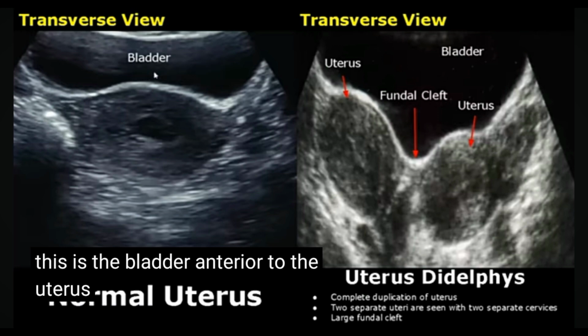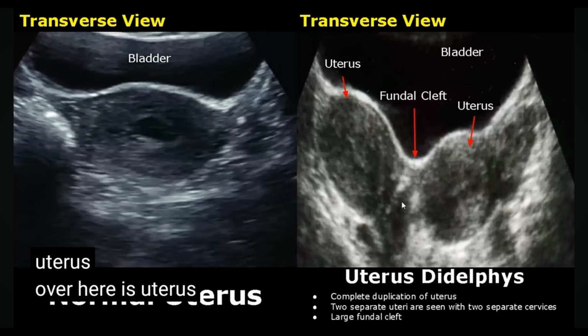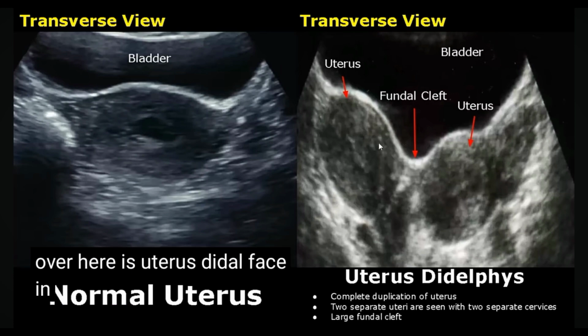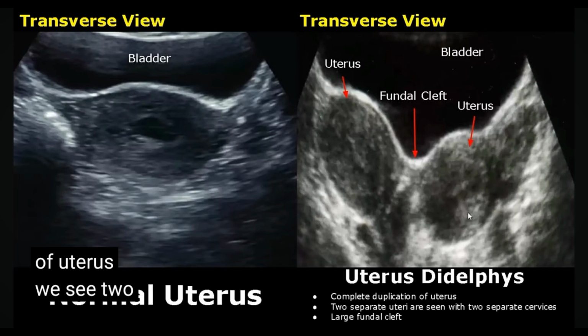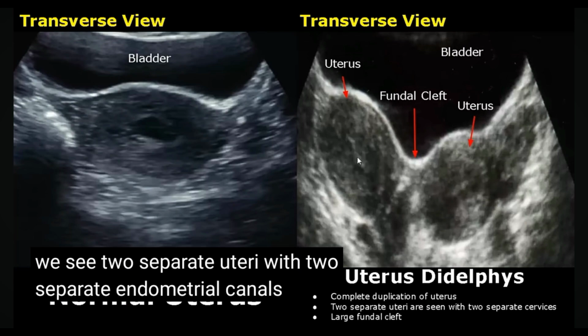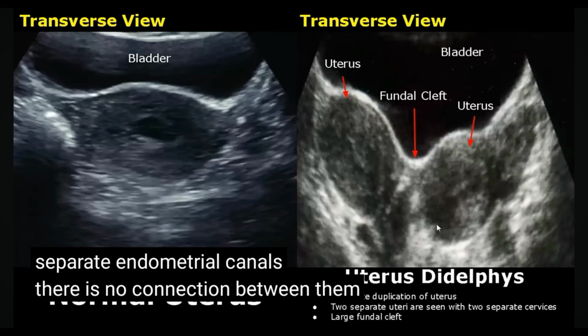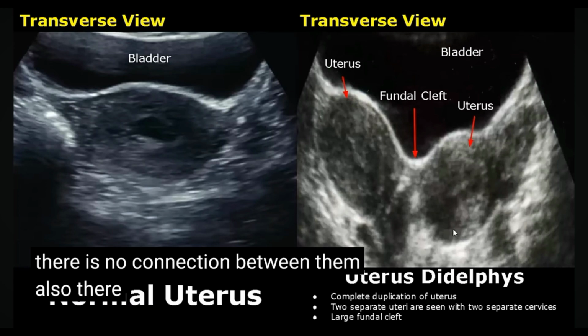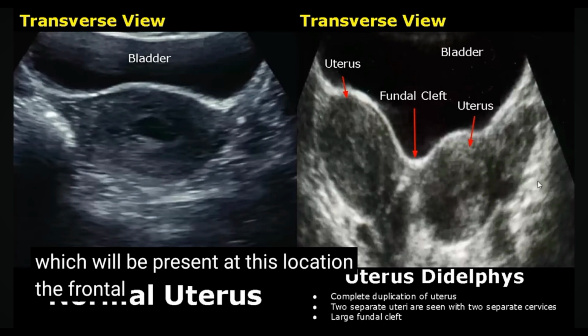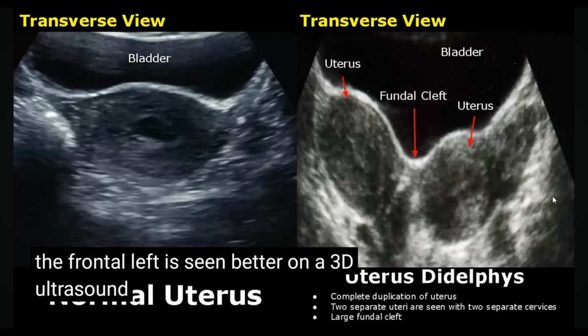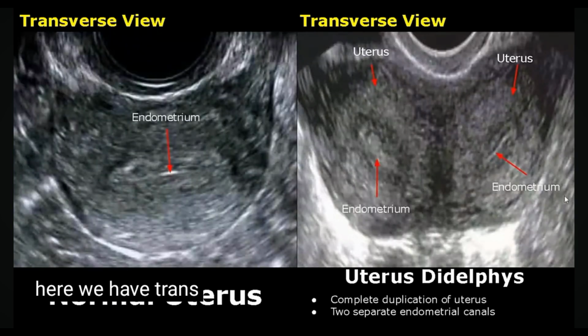This is the bladder anterior to the uterus. Over here is the uterus didelphys, in which there is a complete duplication of the uterus. We see two separate uteri with two separate endometrial canals. There is no connection between them. Also there will be a large fundal cleft present at this location. The fundal cleft is seen better on a 3D ultrasound coronal image.